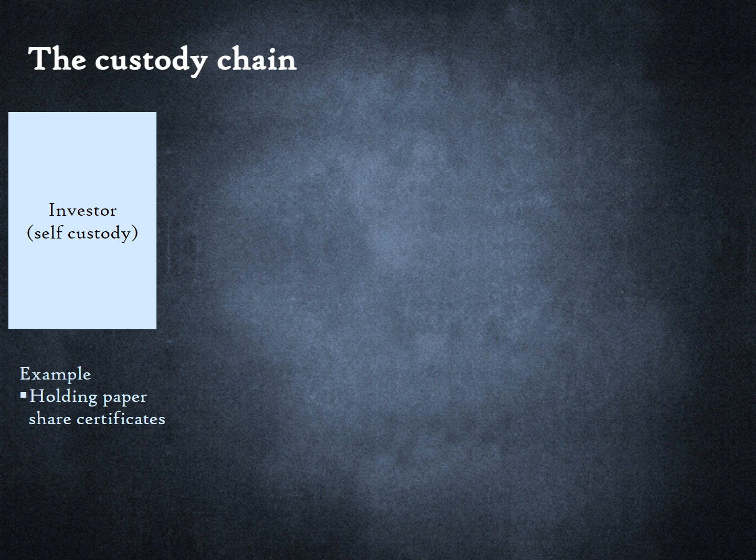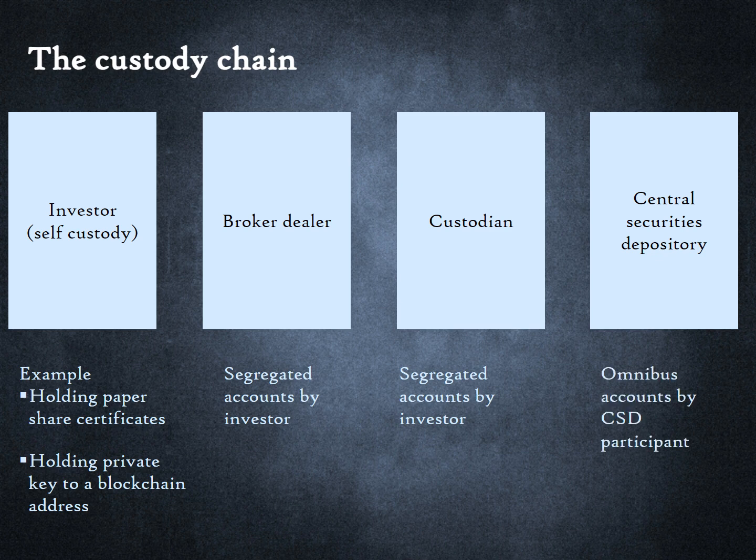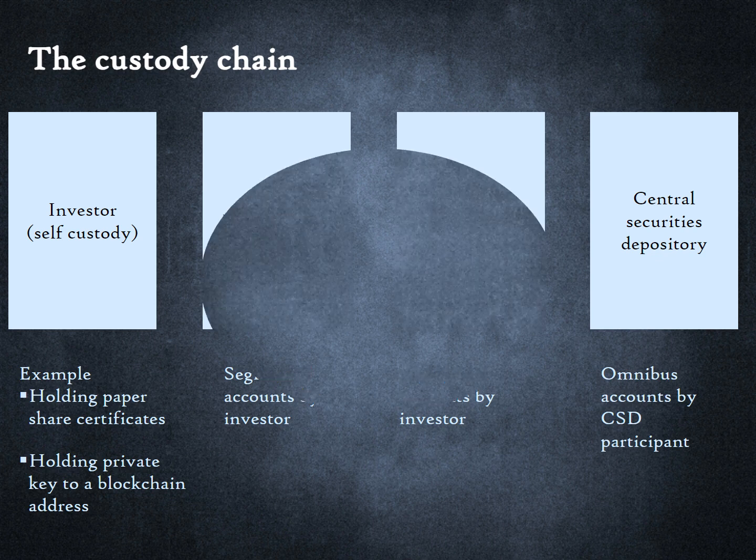In the crypto ecosystem, holding one's own private key is an example of self-custody. However, self-custody is not common in securities. The broker-dealer, the custodian and the CSD maintain ownership records in a chain. Broker-dealers and custodians maintain custody in segregated accounts for investors. The CSD usually holds in omnibus accounts where each account belongs to a CSD participant, like a broker-dealer or custodian. You can revisit these concepts in the earlier lesson on trade life cycle.